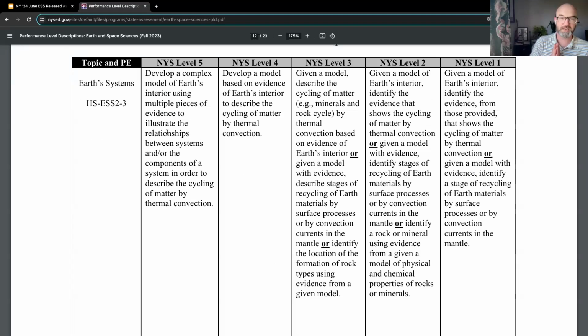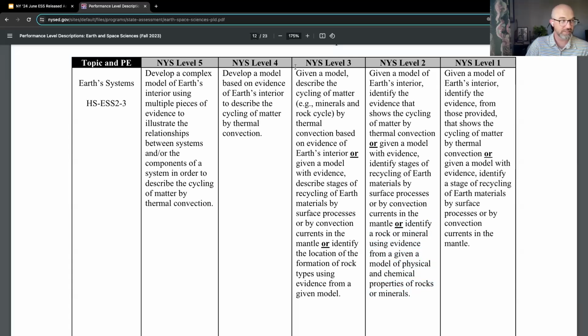This question is for HS-ESS2-3, where students have to either, given a model, identify evidence that shows the cycling of matter by thermal convection, or, given a model with evidence, identify a stage of recycling of Earth's materials. Those are the two pieces for level 1. For level 2, they need to identify evidence that shows the cycling of matter by thermal convection, or identify stages of the recycling of Earth's materials, or identify a rock or material using evidence to show the physical and chemical properties of rocks. This is definitely a rock cycle question.